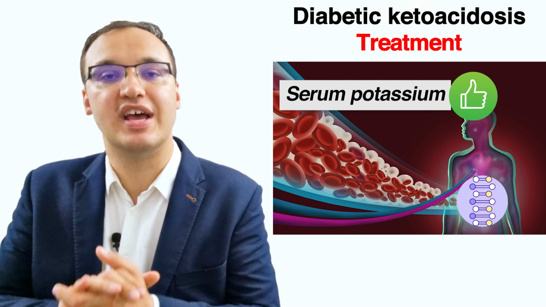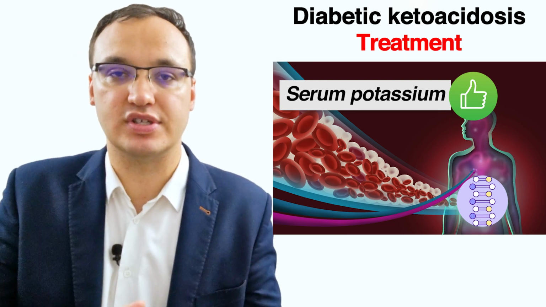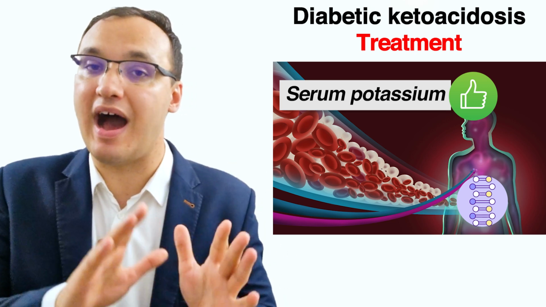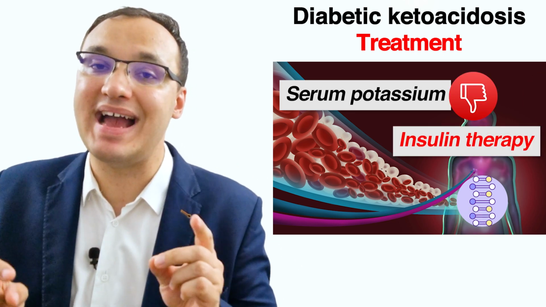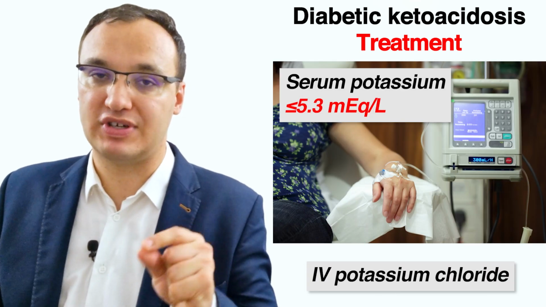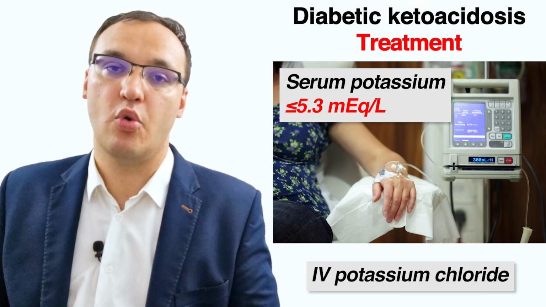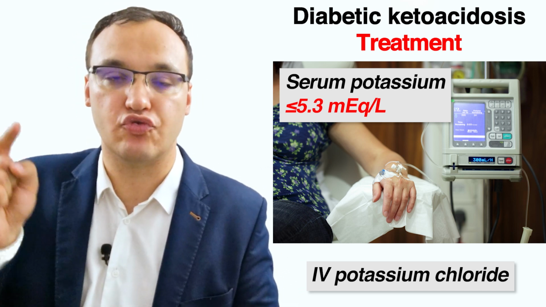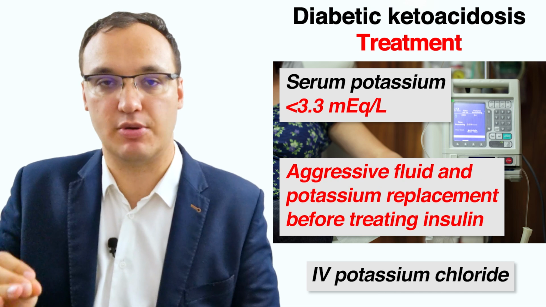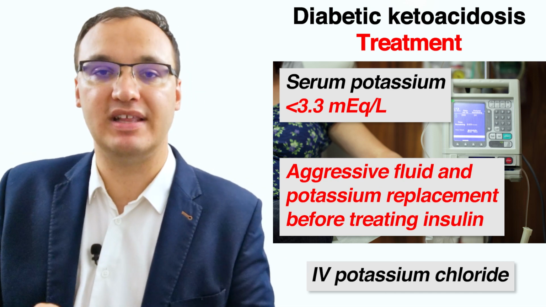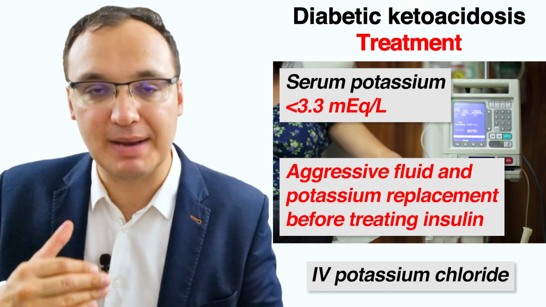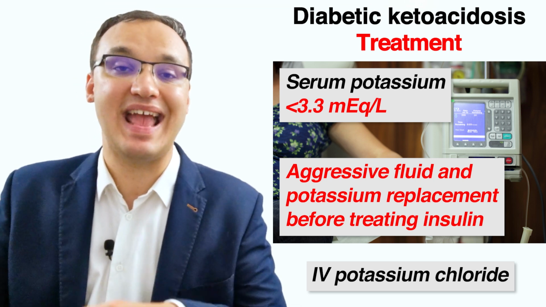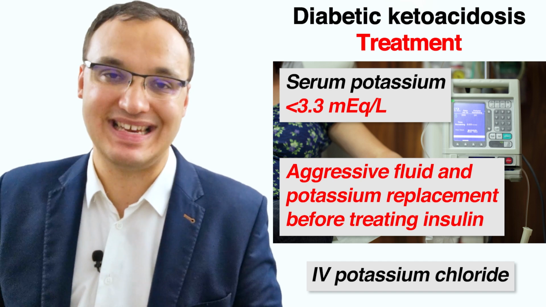Okay, so in patients with diabetic ketoacidosis, the initial serum potassium concentration is often normal or elevated. This is very good. However, this would be reversed by the insulin therapy. So intravenous potassium chloride should be initiated when the serum potassium concentration is less than 5.3 millimole per liter. And it is recommended that patients with initial serum potassium below 3.3 millimole per liter should receive aggressive fluid and potassium replacement, as we said, before we start the treatment with insulin to prevent any initial worsening of the hypokalemia.